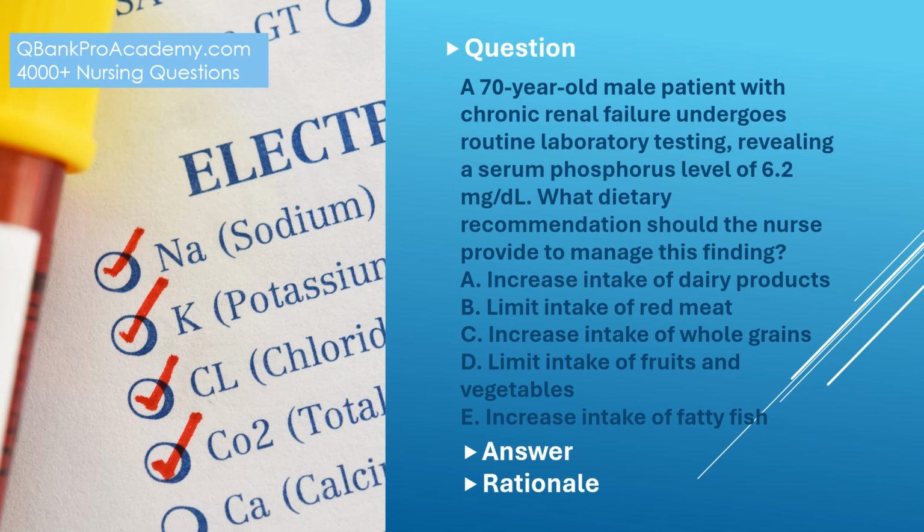Rationale: increase intake of dairy products. Elevated serum phosphorus levels in a patient with renal failure indicate hyperphosphatemia. Dairy products are high in phosphorus, and increasing their intake can contribute to the binding of phosphorus in the gastrointestinal tract, reducing absorption. Options B, D, and E are not specific to phosphorus levels, and option C may exacerbate the issue by providing additional phosphorus.